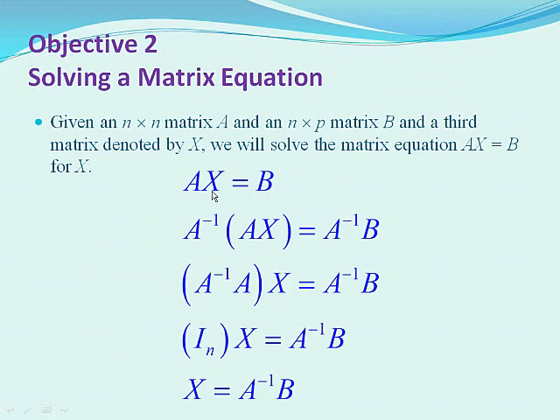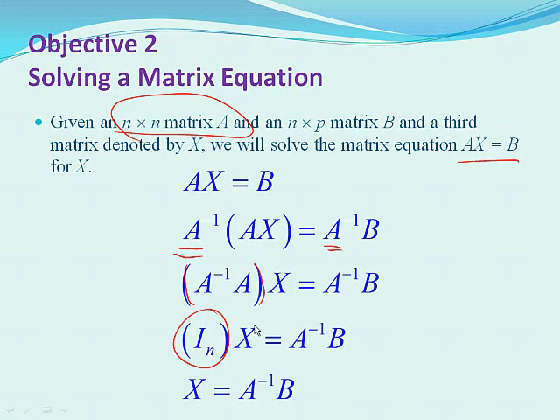Solving a matrix equation. Given an n by n matrix A, an n by p matrix B, and a third matrix denoted by X, we will solve the matrix equation AX equal to B as follows. Notice that A is a square matrix, and assuming that A has an inverse, we can multiply both sides by A inverse. Using the property of multiplication, A inverse and A can be grouped together, which will become the identity matrix here.